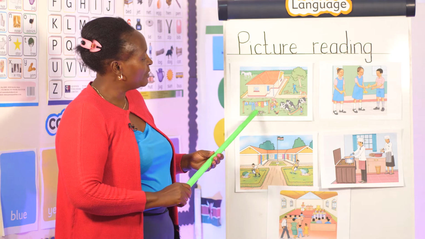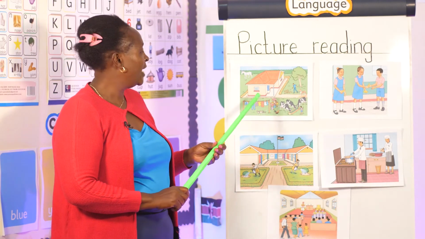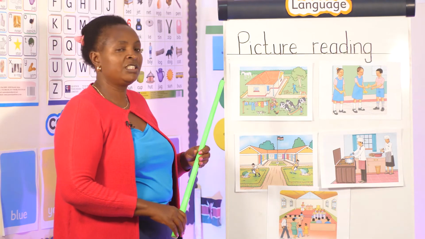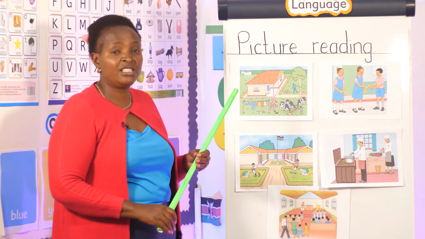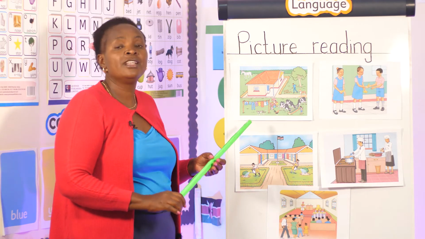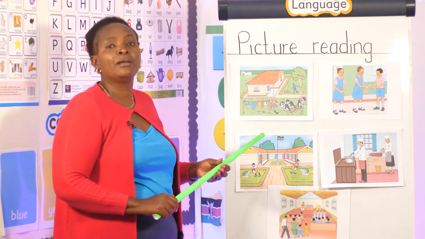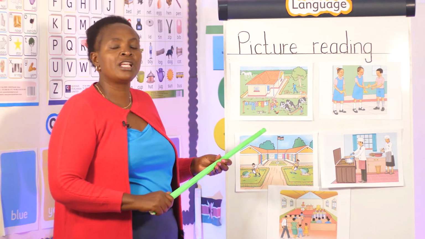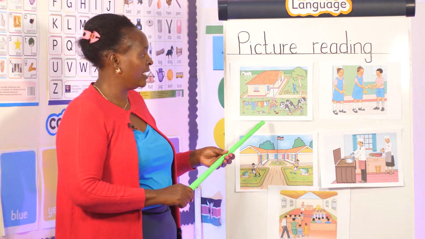In the first picture here, we can see there are several people and they are doing different activities, and maybe we can also tell what kind of environment this is. Is it at school? Is it at home? Or where is it? Just by looking at the picture, we can tell where these people are and what they are doing, all right?